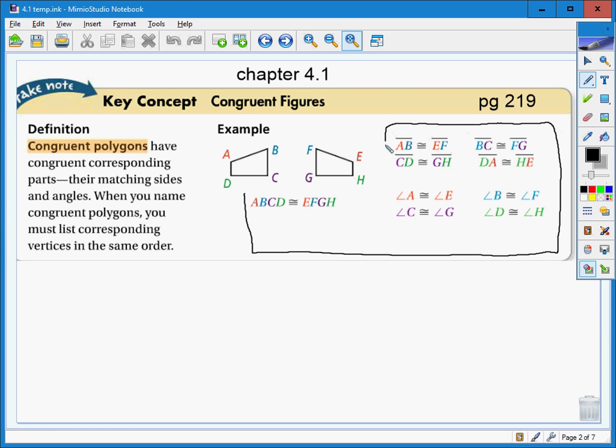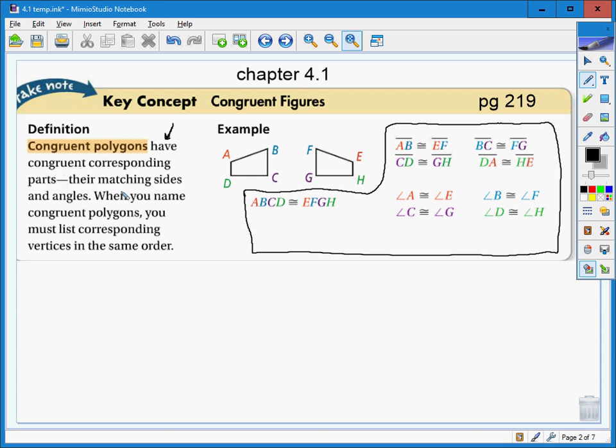Has everybody had a chance to write this part down yet? Okay. I don't know why math books do this, but a lot of times when they write out a definition or the words, they write it in such a way that after you get done reading it, you have more questions than answers. It says congruent polygons have congruent corresponding parts.